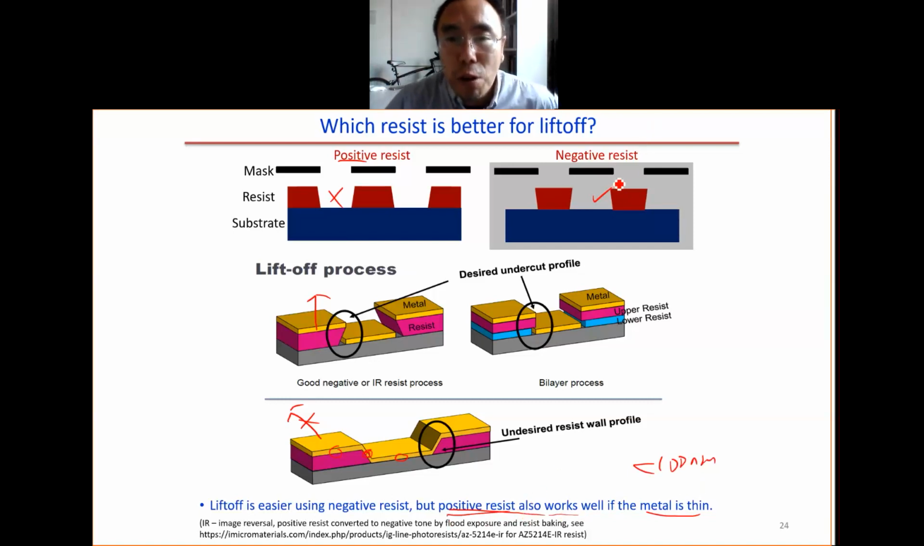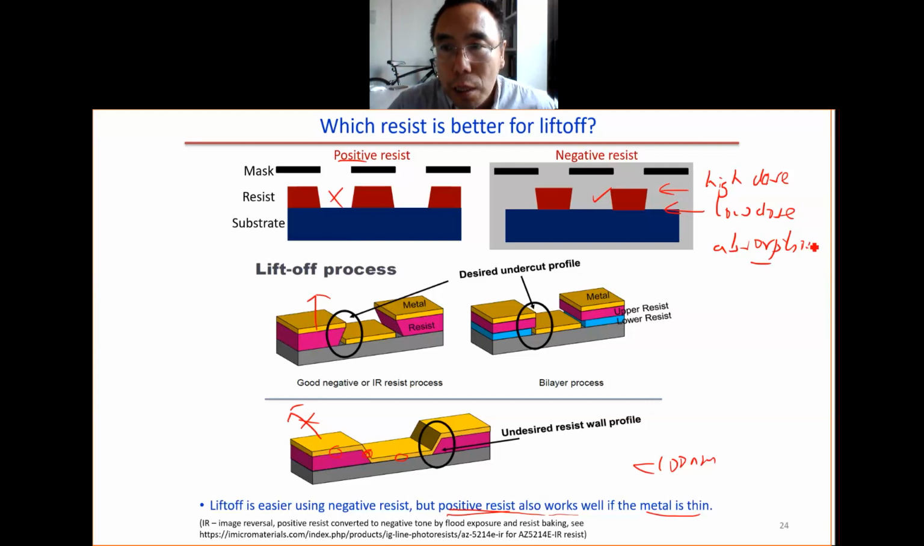So why do we have this profile for the negative resist? Because on the top we have the high dose, and on the bottom we have the low dose. This is because of the absorption of the light. The top part is overexposed. The bottom part is underexposed because of absorption of the light by the top part. As a result, it will be wider on the top and narrower on the bottom. So the same is here: overexposed wide, underexposed narrow.